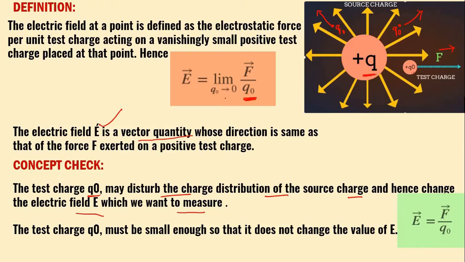That is why in the definition we have defined Q naught tending to 0. We cannot take the value of Q naught exactly 0, but it is tending to 0, 0.000 something coulombs. The value should be of the order of millicoulombs or smaller. That means the test charge Q naught must be small enough so that it does not change the value of E. In the definition, you do not give this extra point, it will be a wrong statement. In the definition, you have to give only this much, the statement in the limiting case.